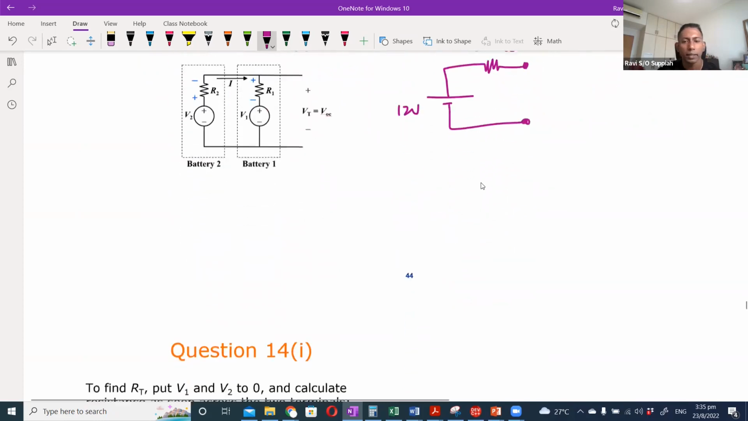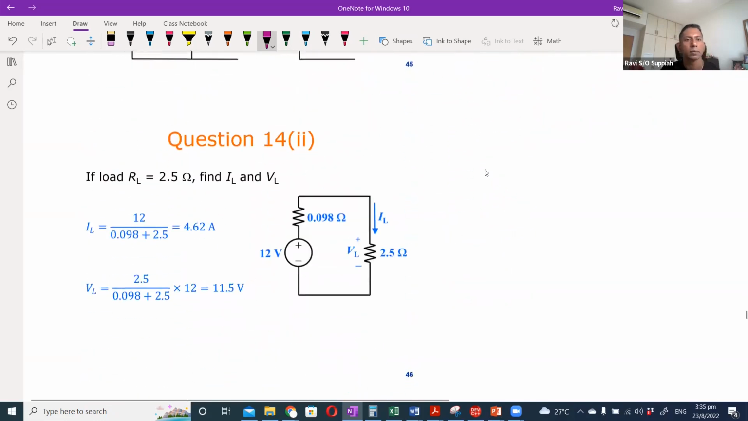Okay, so now in part A, they ask what will happen if the load is 2.5 ohms. If my load is 2.5 ohms, then the current will be V by R. So this is the Thevenin's voltage, 12, divided by the total resistance. The total resistance is 0.098 plus 2.5, correct? And then you get 4.62 ampere. The voltage across the load, again using the voltage divider rule, is 2.5 over the total resistance multiplied by 12. So you can see that the voltage at the load side is 11.5 volts.